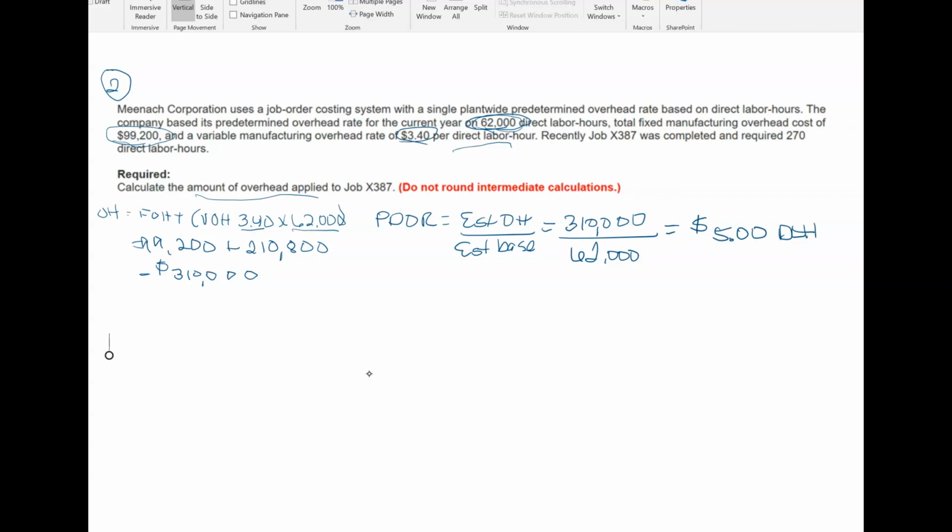Then to apply the overhead, we multiply the rate by how much of our allocation base we had. It said that it requires 270 direct labor hours. Overhead applied is $5 times 270 direct labor hours, and that's $1,350 of applied overhead to this job.